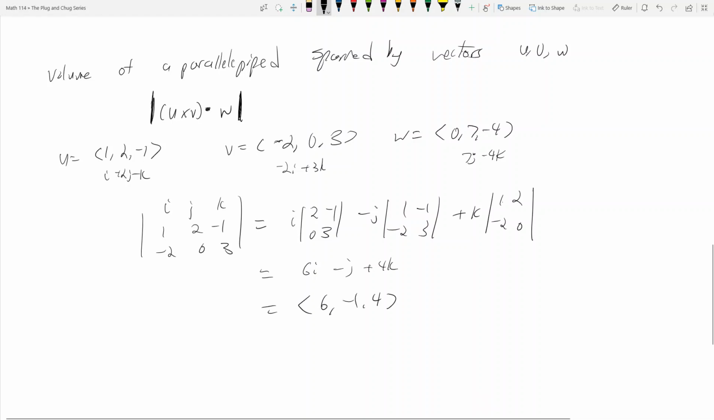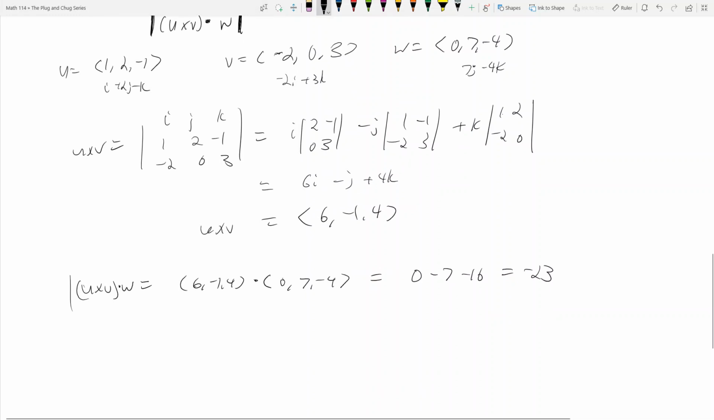And now, this is u cross v. And now what's u cross v dot w? Well, that's equal to 6, negative 1, 4 dotted with 0, 7, negative 4. That's going to be 0 minus 7 minus 16, which is negative 23. But we have to take the absolute value, so that's equal to positive 23. And that's going to be the volume of this box, okay?